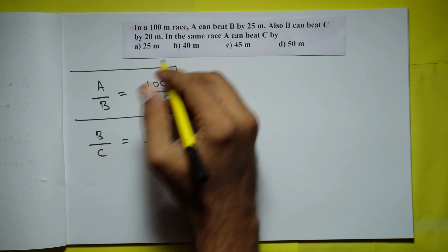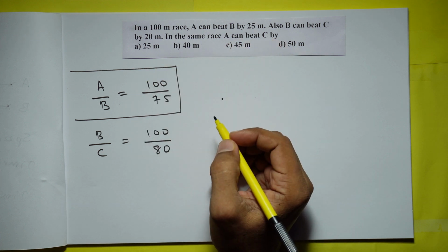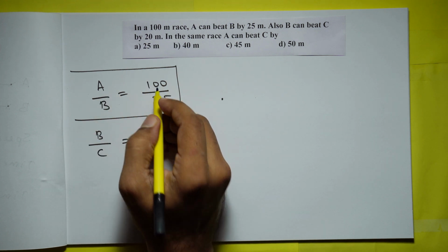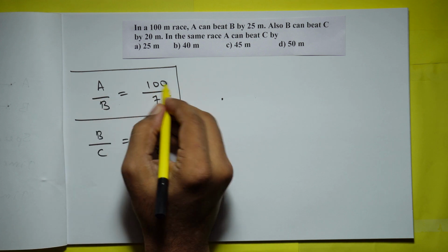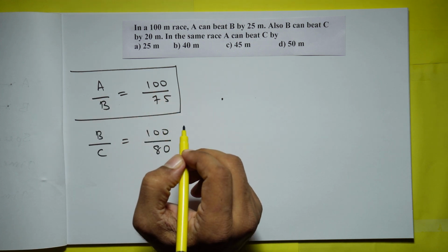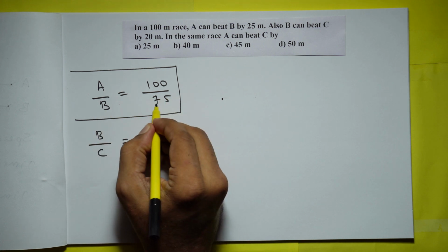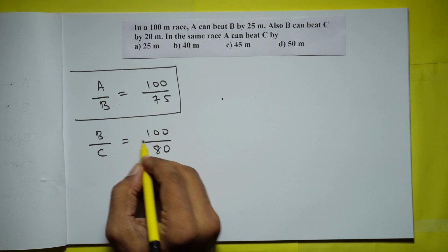Now the question is, in the same race, A can beat C by how many meters? So what we need to find out is, when A does the full 100 meters, what is the distance covered by C? Now when A does 100 meters, B will do 75 meters. So what we need to find out is, when B does 75 meters, what is the distance covered by C? So we can calculate that from this.